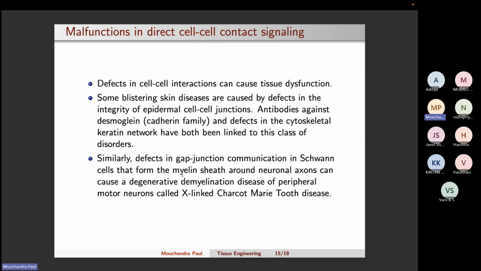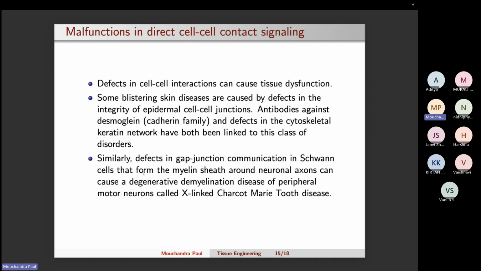Another type is a defect in gap junction, meaning there is a defect in the protein molecules forming the junction. So it has been seen in a disease called X-linked Charcot-Marie-Tooth disease. So here what happens is that the defect is present in gap junction of the Schwann cells. So this is one type of cell present in the nervous tissue.